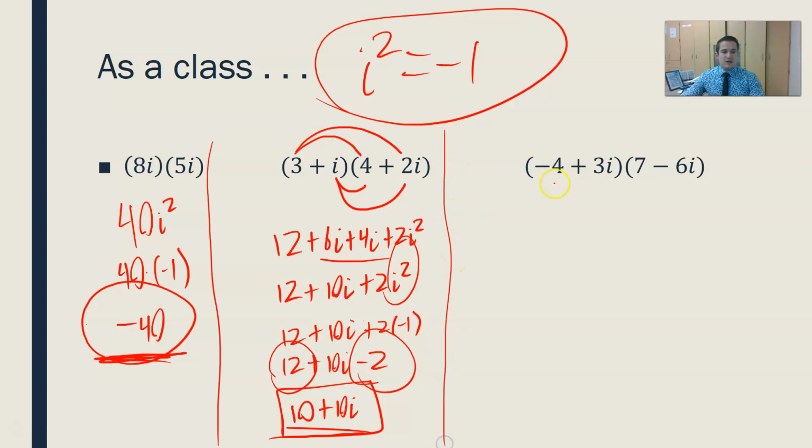Okay, let's do this one, negative 4 plus 3i times 7 minus 6i. I'm going to do the box method for this one, for those who use the box method for multiplying polynomials. I'm going to write negative 4 plus 3i along the top and 7 minus 6i along the side. So let's see, negative 4 times 7 is negative 28. 3i times 7 is 21i. Negative 4 times negative 6i is a positive 24i. And 3i times negative 6i is negative 18i squared.